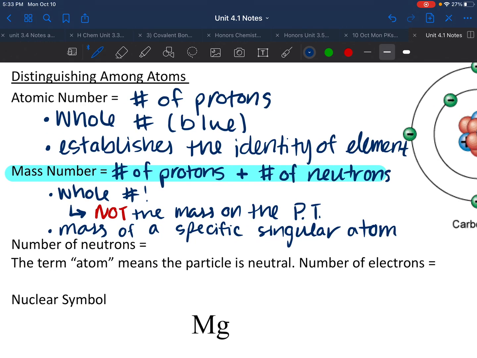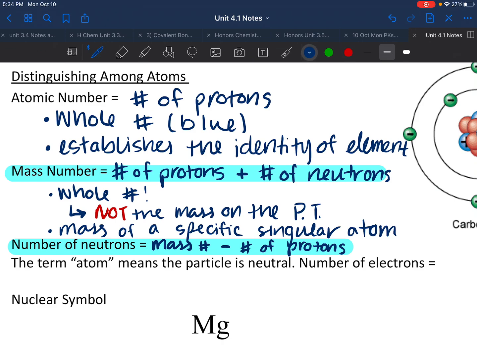So to get the number of neutrons, we just rearrange this equation. So if you were in algebra trying to solve for number of neutrons, you have to get number of protons away. Well, you subtract that from both sides. So our number of neutrons is equal to our mass number minus number of protons. So this would be another example of an equation that you should be familiar with.